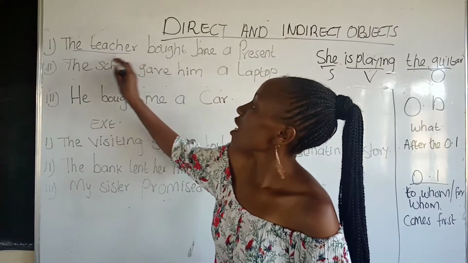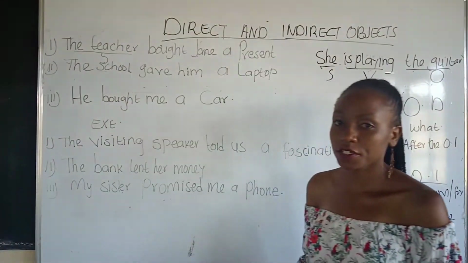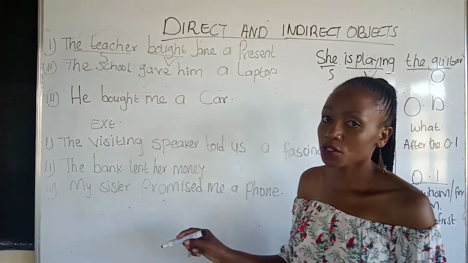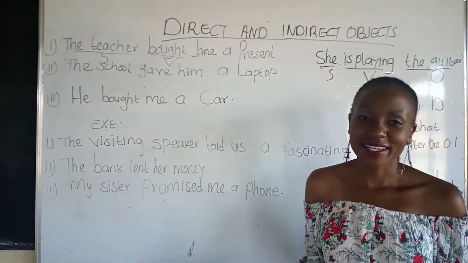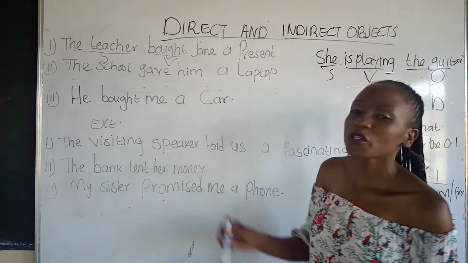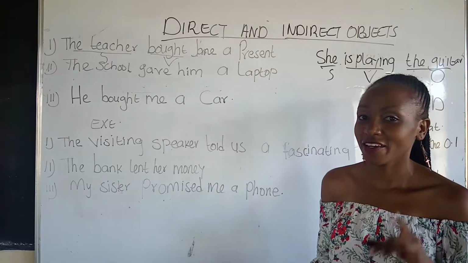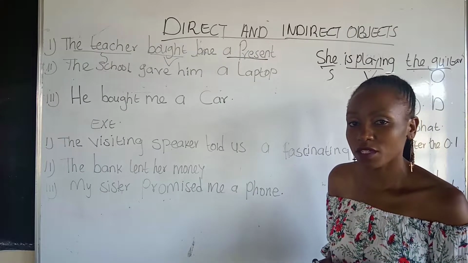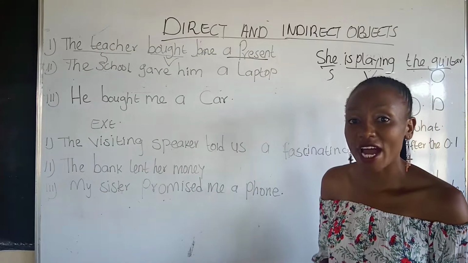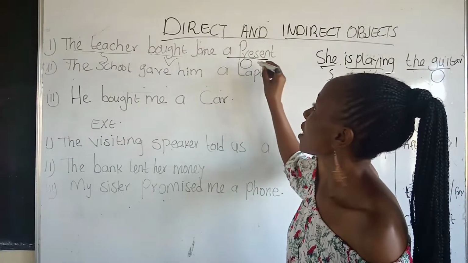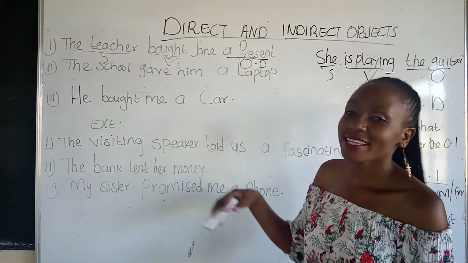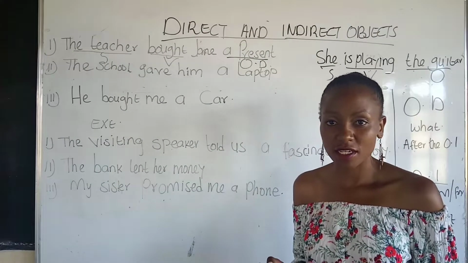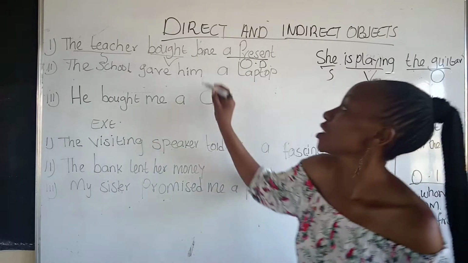First we have the teacher as the subject, and then our action is bought. These two are the object. The teacher bought what? You're right. The teacher bought a present. The present is the direct object because it answers the question what. The indirect object: to whom or for whom did the teacher buy the present? Jane. So Jane is the indirect object.